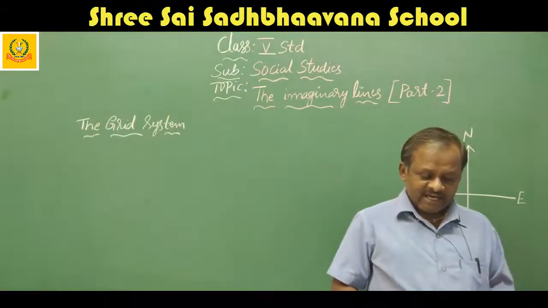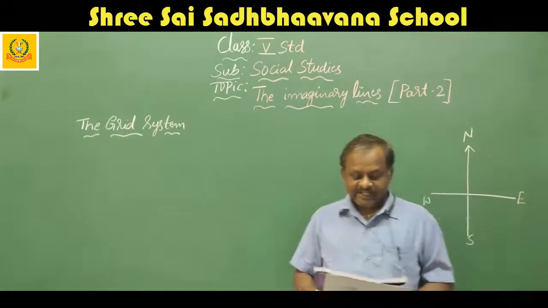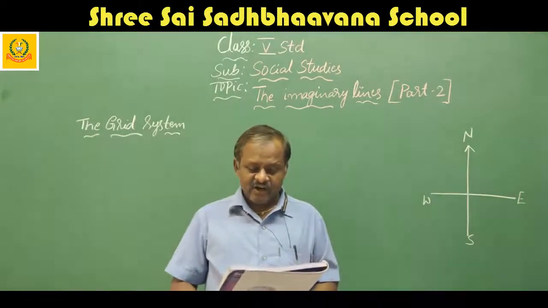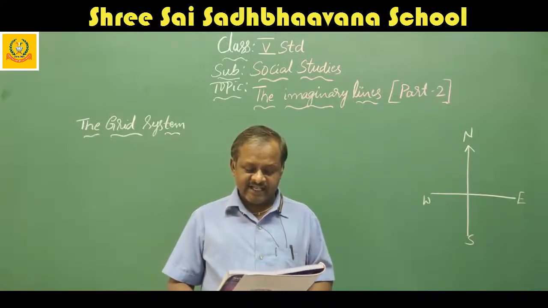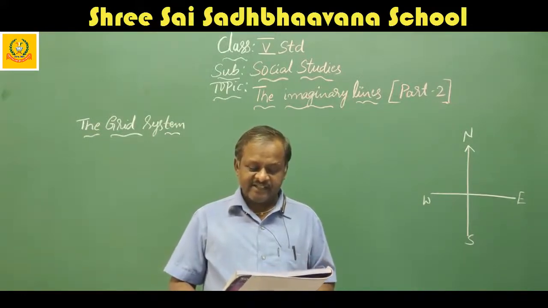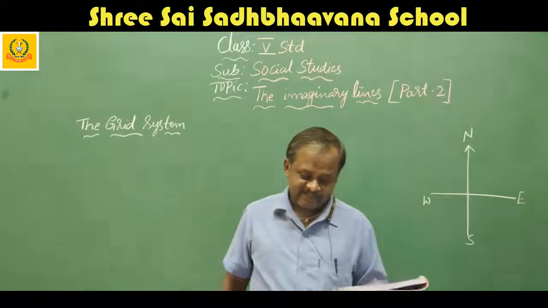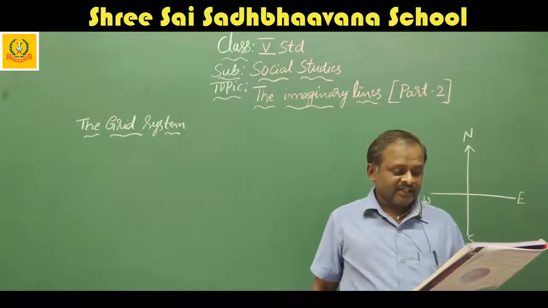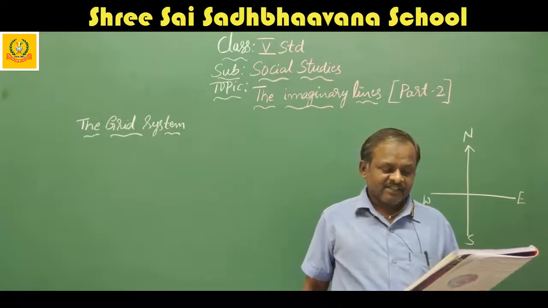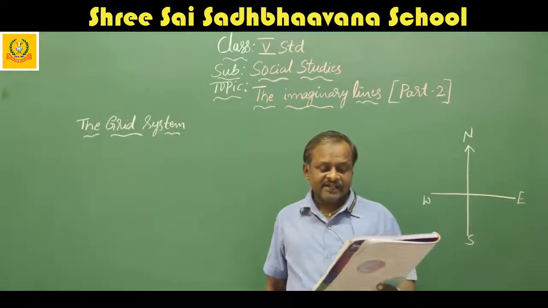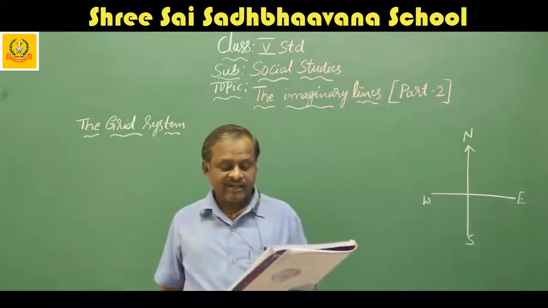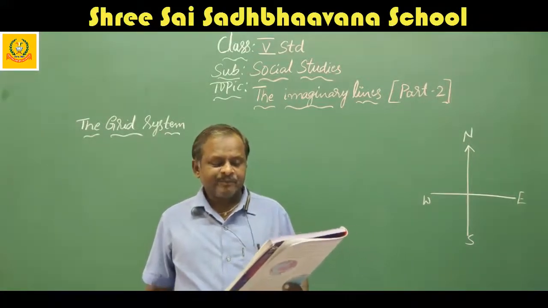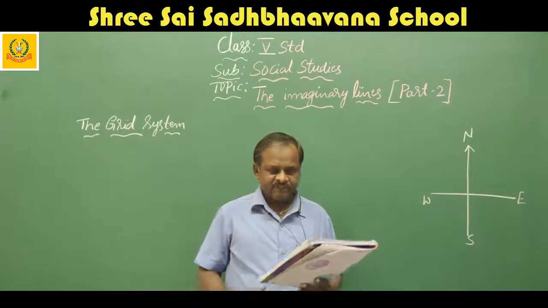Once again I am reading: the latitudes and the longitudes intersect each other and form squares called grids. The network of grids is known as the grid system. It helps us to locate places accurately on the globe and maps. For this, we need to know the latitude and the longitude of the place. The point at which they cross each other will be the location of that place.